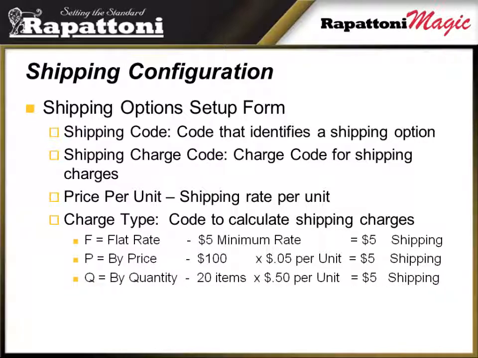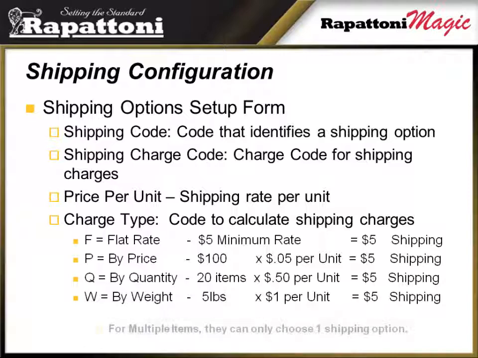The quantity, so how many items they have, is the shipping rate per unit. In this case, it's 50 cents per item. So in this case, you have 20 items, multiplied by 50. It's really $10, right? I thought we changed that. And really it's $10. And if we have by weight, so if you have 5 pounds by $1, so it's $1 per pound, it's going to end up being $5 shipping there. So as you can see, that is how the different charge types and the different shipping are calculated.